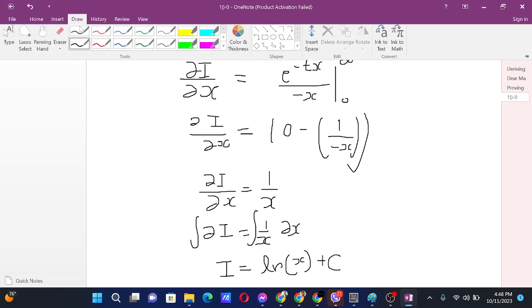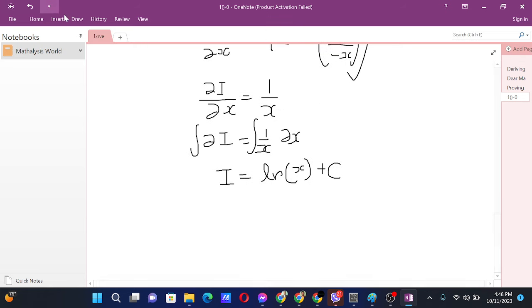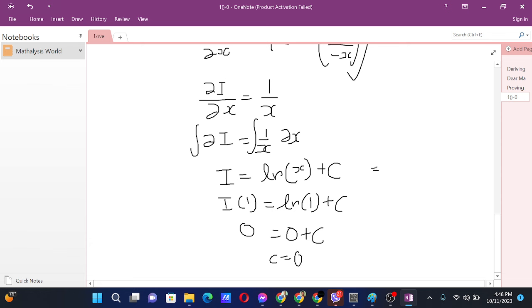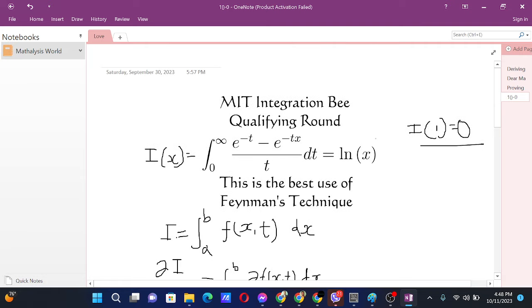We have I of x equals ln x plus c. And I of 1 equals ln 1 plus c. We know I of 1 is just 0, and ln 1 is also 0, plus c. So that's why c equals 0. And now when c equals 0, I equals ln x. So that's why our answer is ln x.